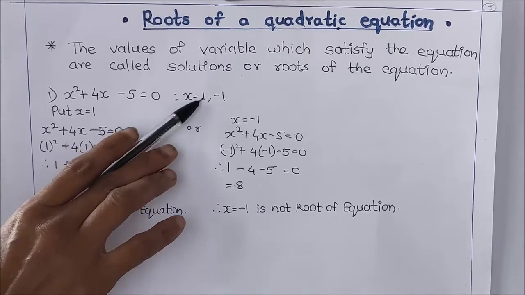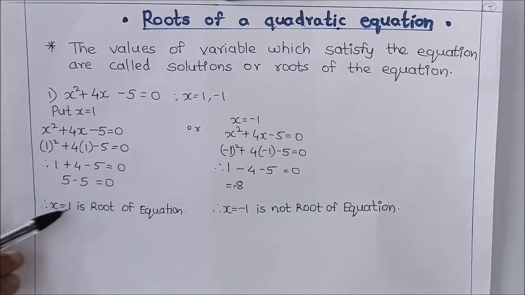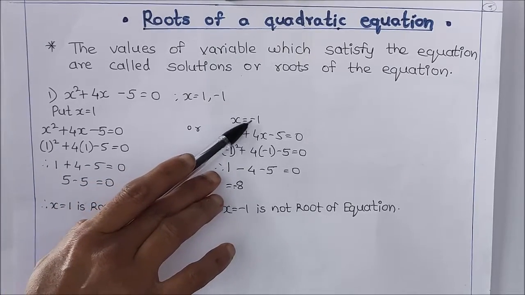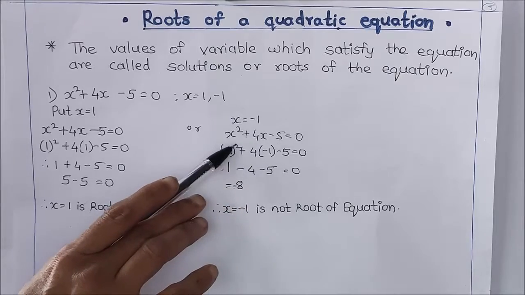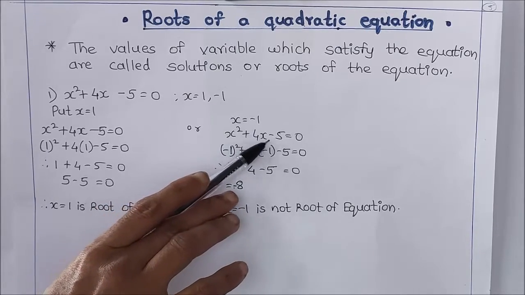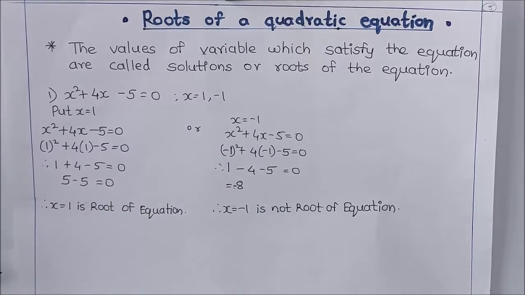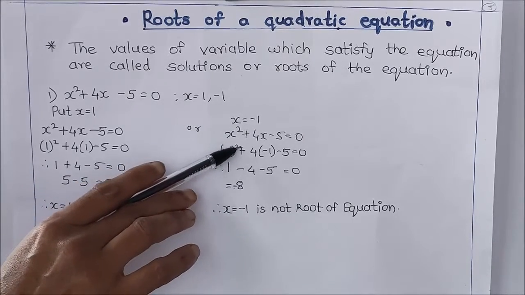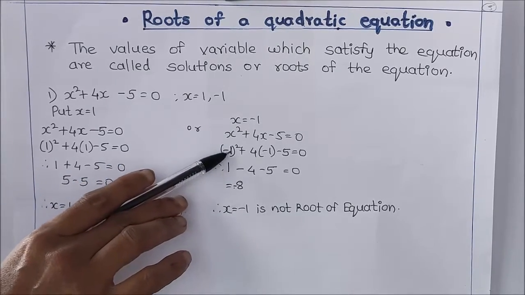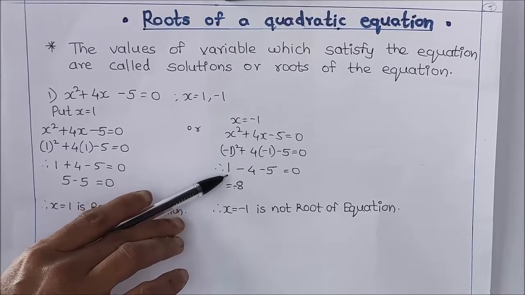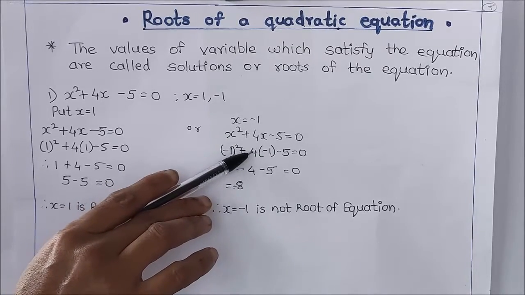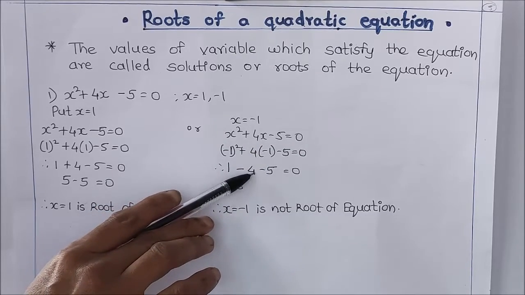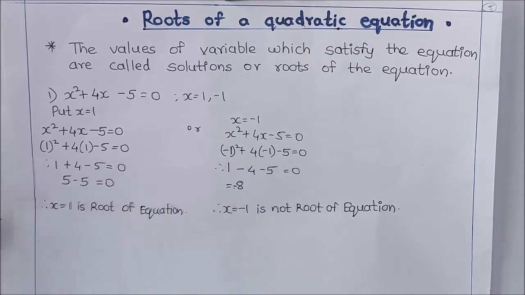Now if we substitute the value of x as minus 1, let's see what we get. If we substitute x as minus 1 in this quadratic equation, x square plus 4x minus 5 equals 0. Minus 1 square is 1, minus into minus is plus. So 1, plus 4 into minus 1 is minus 4, minus 5 equals 0.